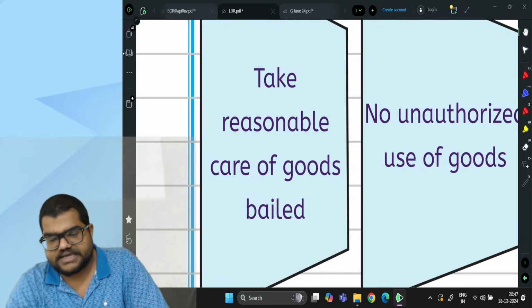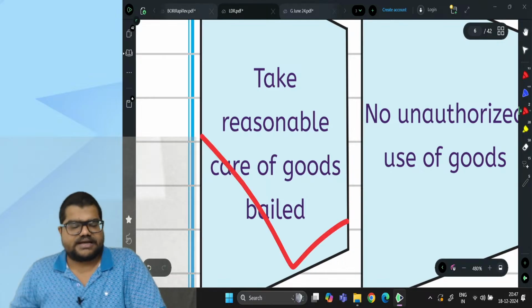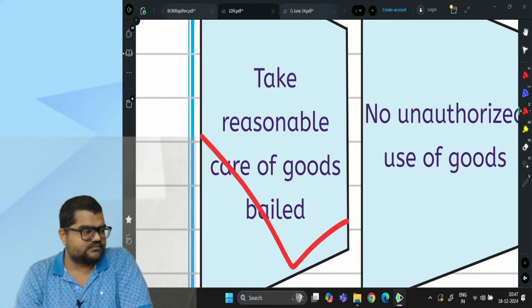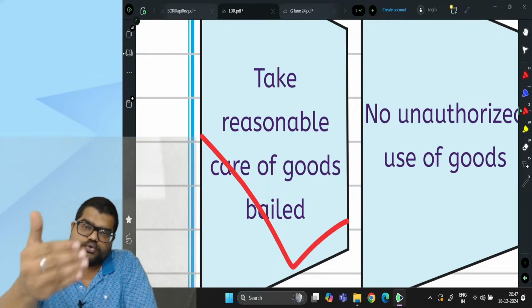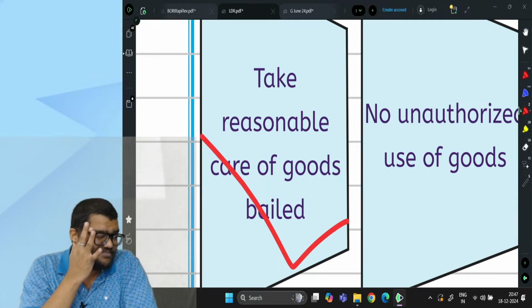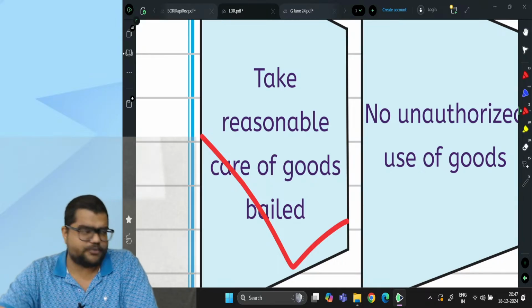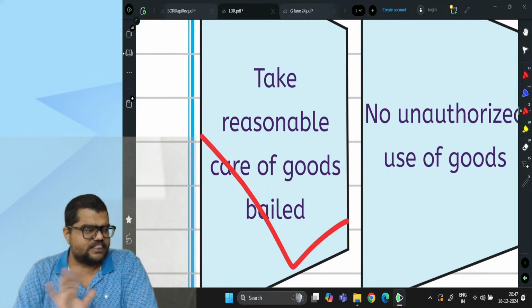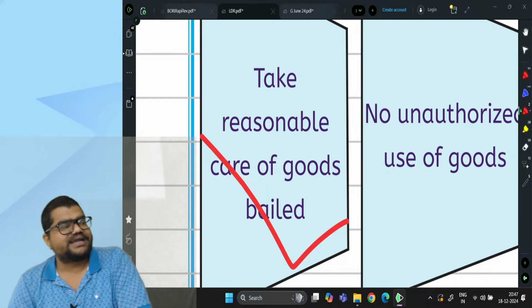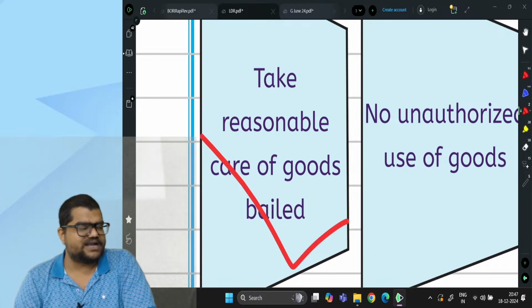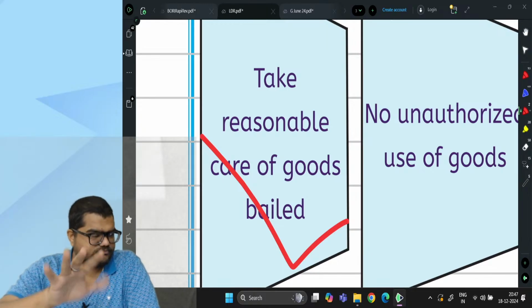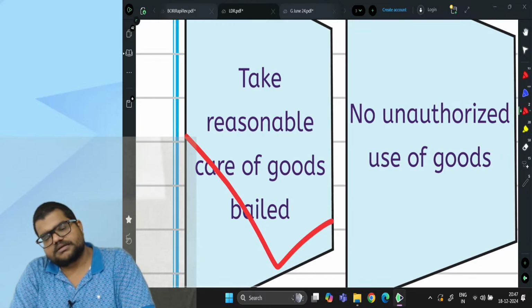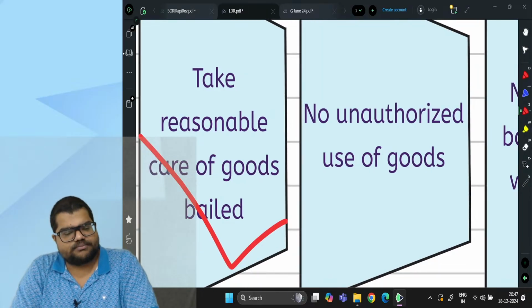This point is done already. Are we clear? Take reasonable care of goods bailed. This is, as a bailee, your duty. Are we clear with this? Please tell me fast. We want to move forward to the next points, the difficult ones. Are we clear with this easy point? Take reasonable care of goods bailed. Easy peasy. Waiting for your messages so that I can move to the next point.